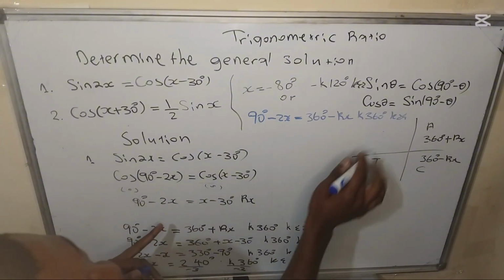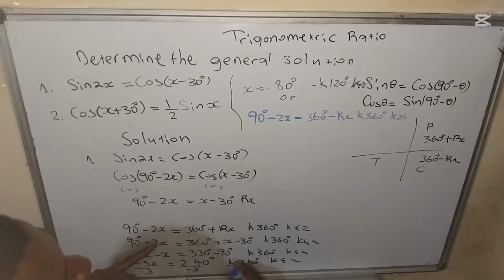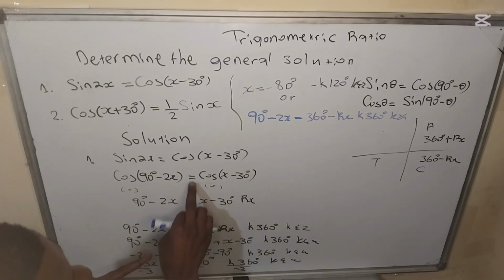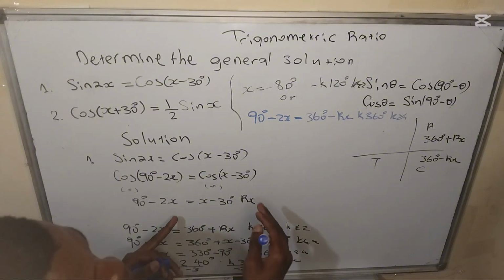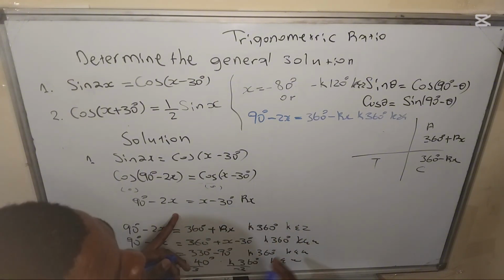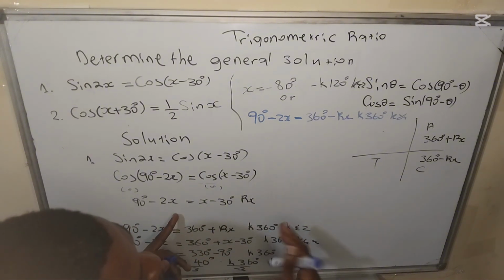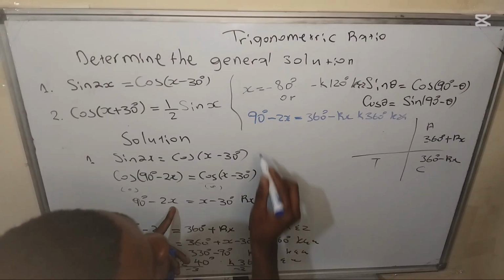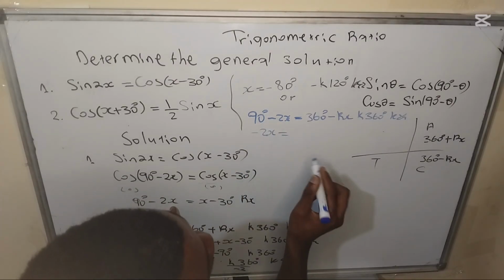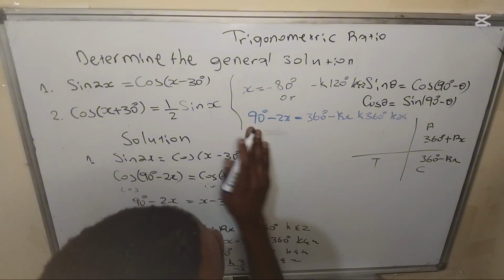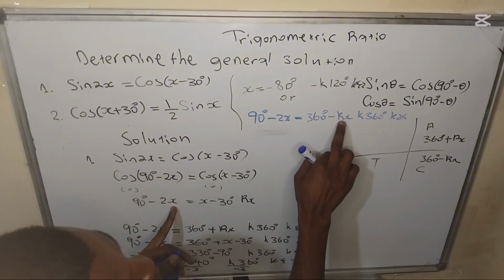Why 360? Why K, 360 degrees? Because the period of cos is equal to 360 degrees. But if it was tan, we were going to say K, 180 degrees, because the period of tan is equal to 180 degrees.